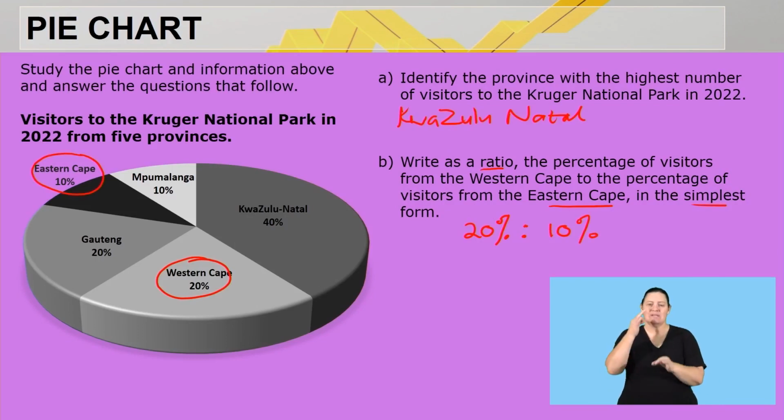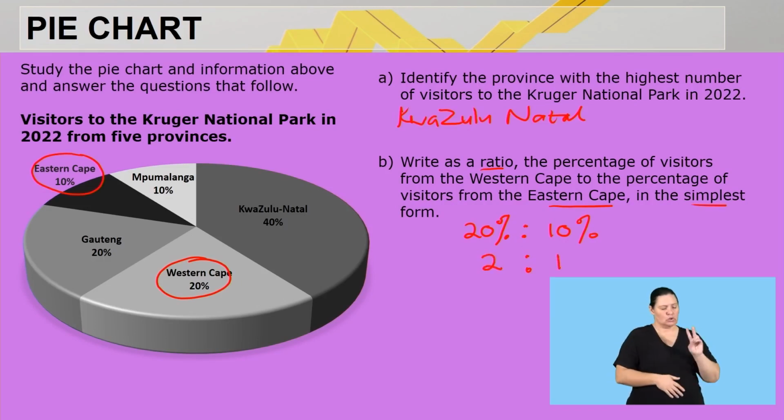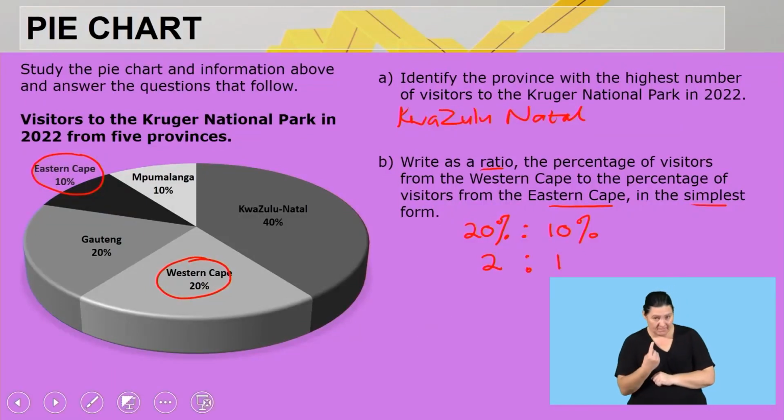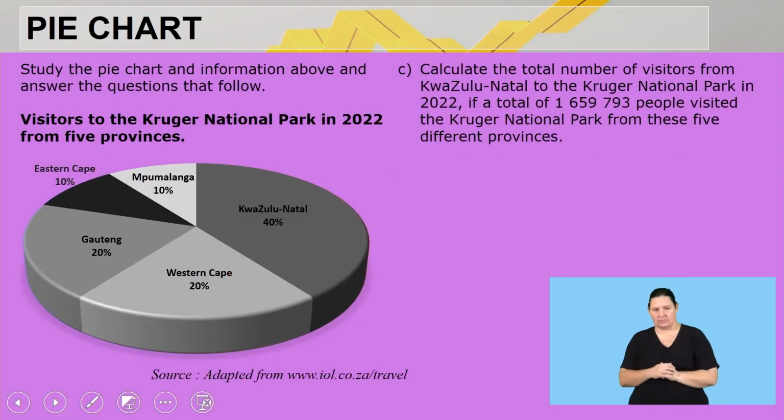So now I'm going to simplify my ratio by saying 10 goes into itself once, into 20 twice. So the ratio of the percentage of visitors from the Western Cape to the percentage of visitors from the Eastern Cape is 2:1. And please note, when I write my ratio in its simplest form, I don't indicate the unit. In this case, our unit is percentage. Guys, I hope that's clear to all of you. Let's look at our next question.